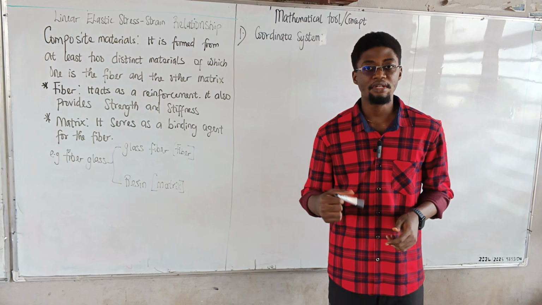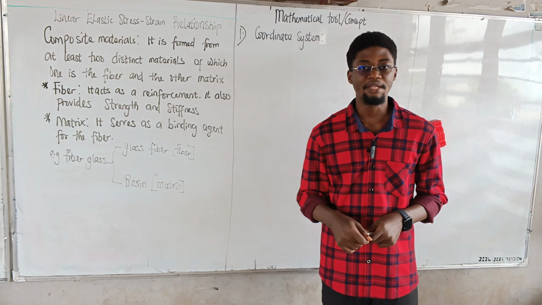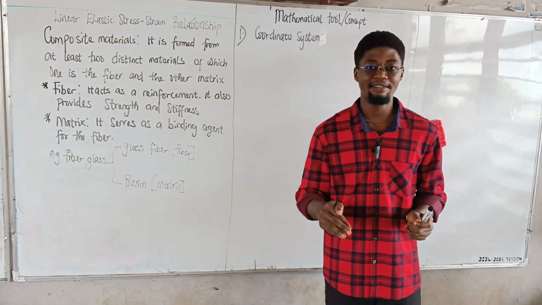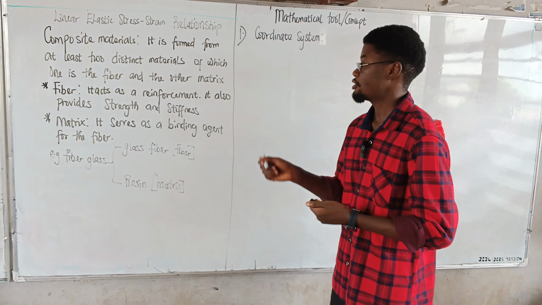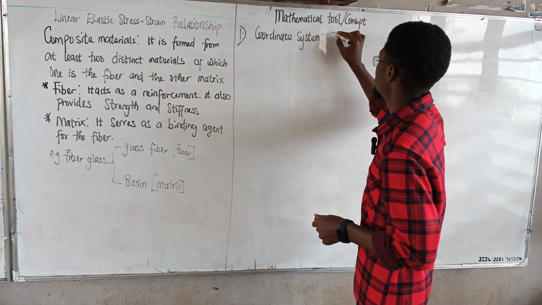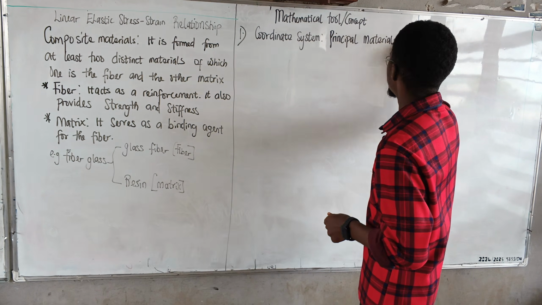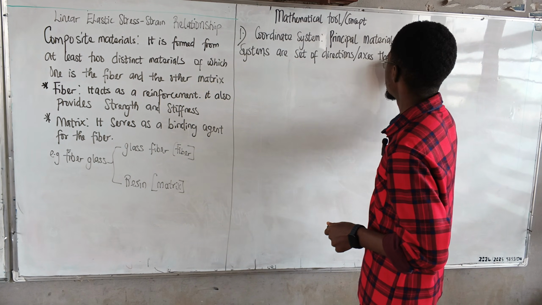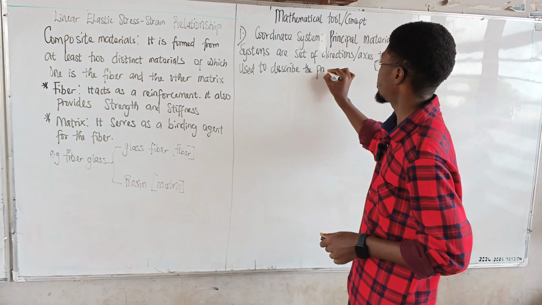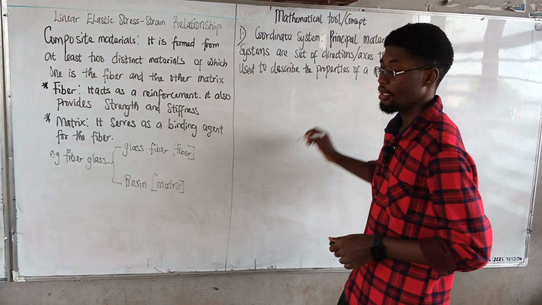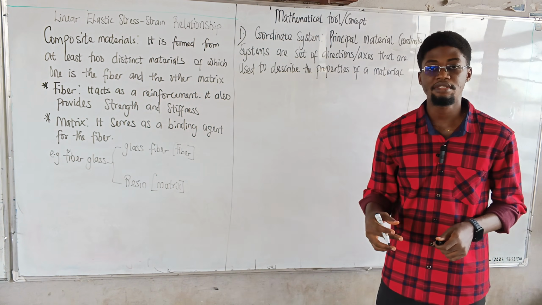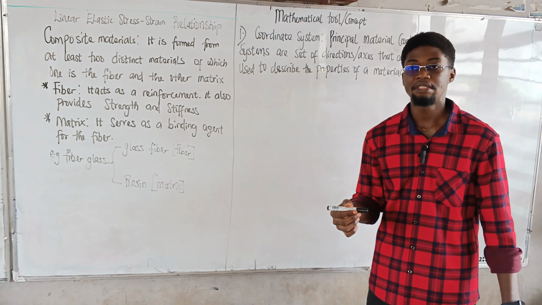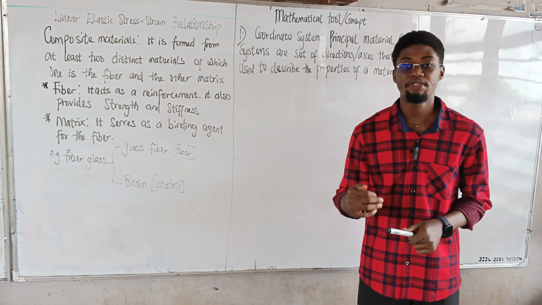So what are principal material coordinate systems? Principal material coordinate systems are simply a set of directions, or you can call them axes, that are used to describe the properties of a material. Remember, if you don't want to call it principal material coordinate system, you can call it local coordinate system. They mean the same thing. They help us to describe the properties of any material.